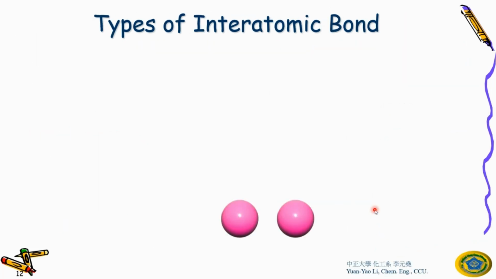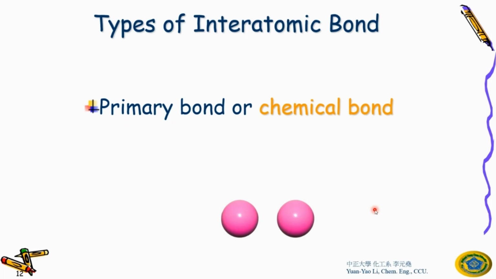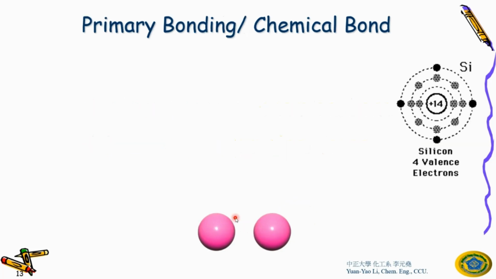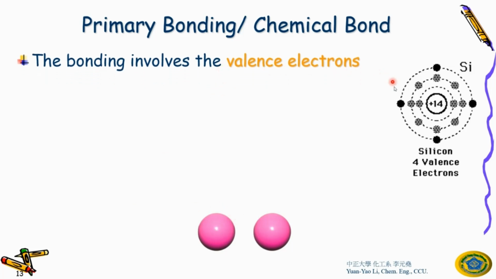Right, so the types of atomic bonds, interatomic bonds: there are two types. The first one is called primary bonds, or chemical bonds, which involve chemical reaction, that's why we call them chemical bonds. The second one is called physical bond, physical force, or secondary bond. So between these two types, chemical or physical, let's take a look at the chemical first. The chemical bond involves valence electrons. It has to involve valence electrons. This is called primary bonding or chemical bond.